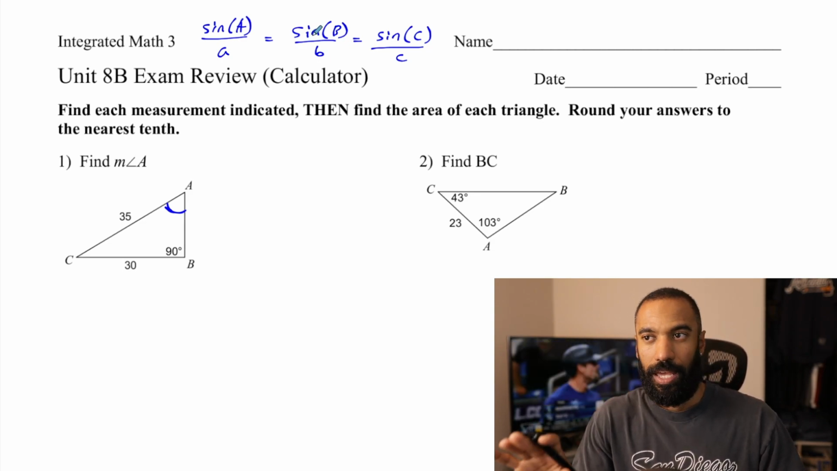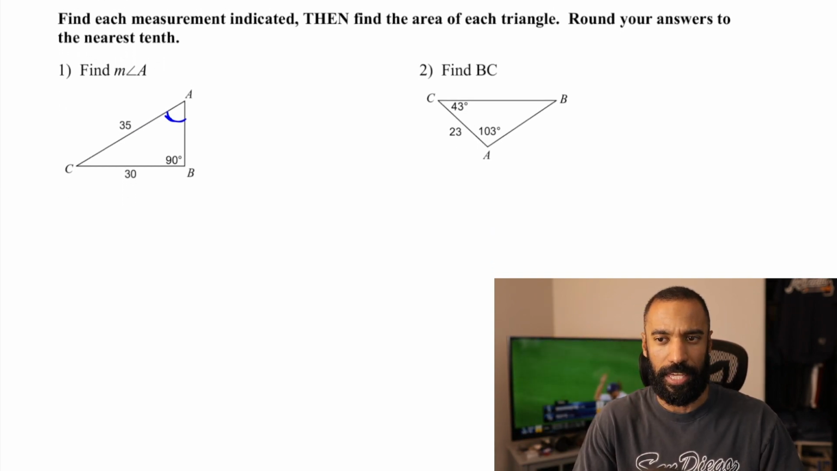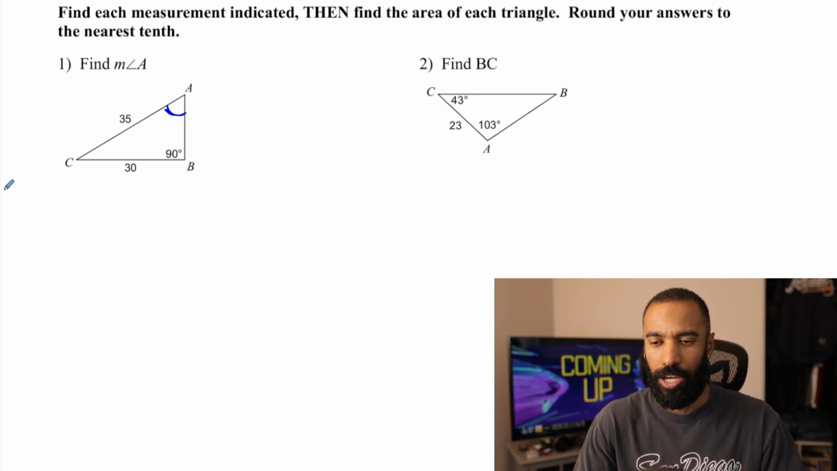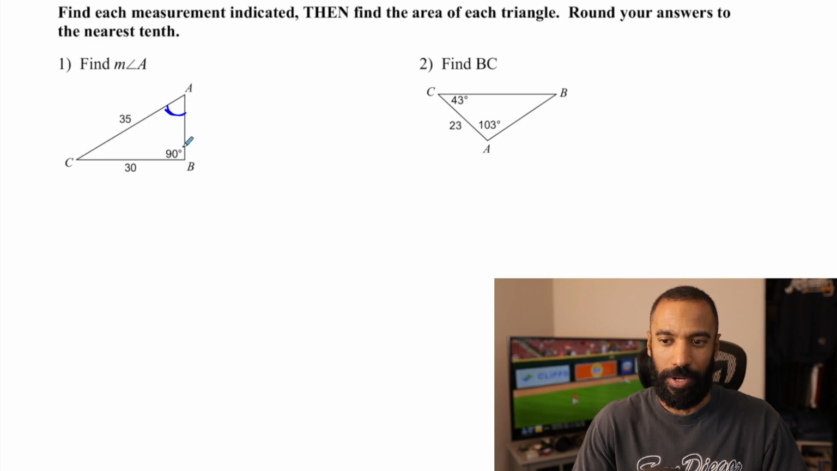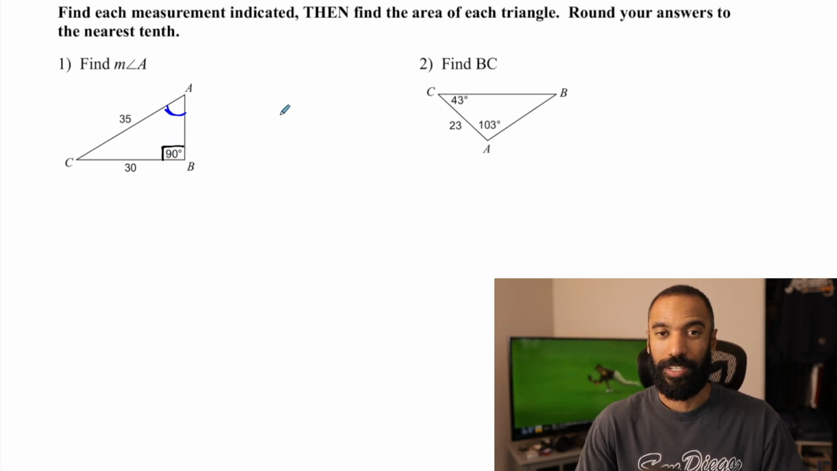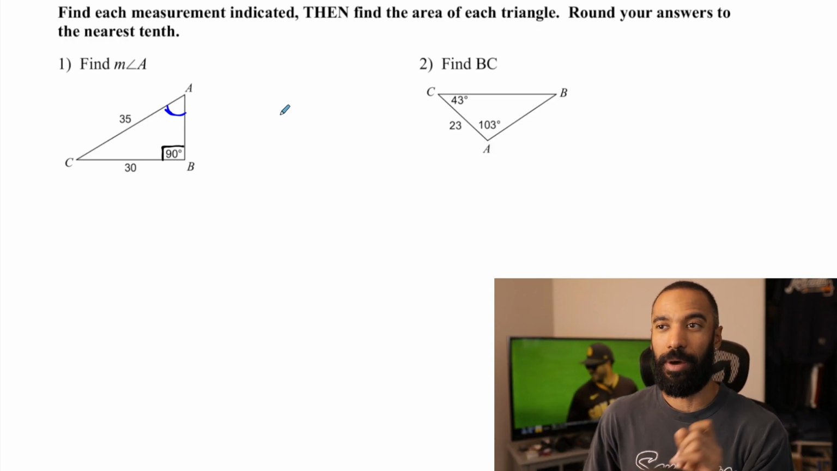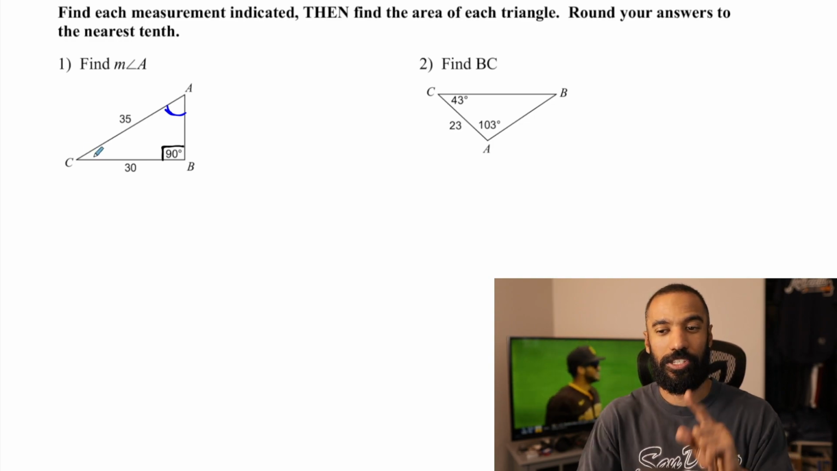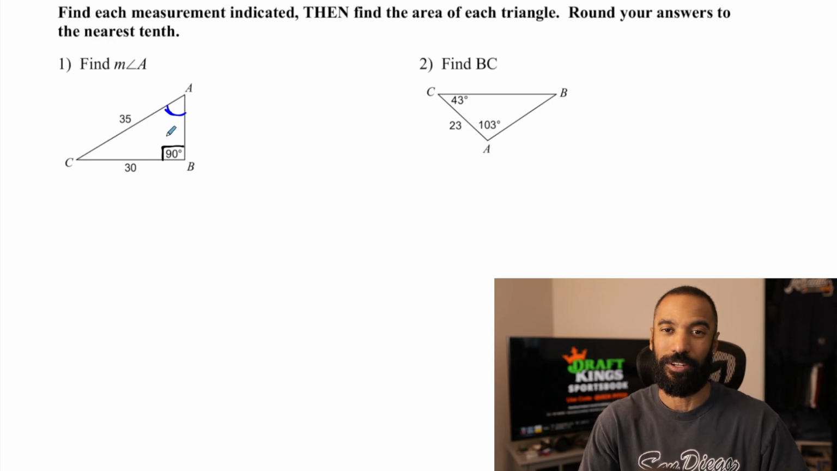However, if you jump the gun too fast and start to go by process more than anything else here, then you're missing one big picture about this problem. This is a 90-degree right angle. This is a right triangle. And if you know anything about right triangle trig, I can guarantee you that my Integrated Math 2 students can solve this question better than my Integrated Math 3 students, because they're used to right triangle trig.